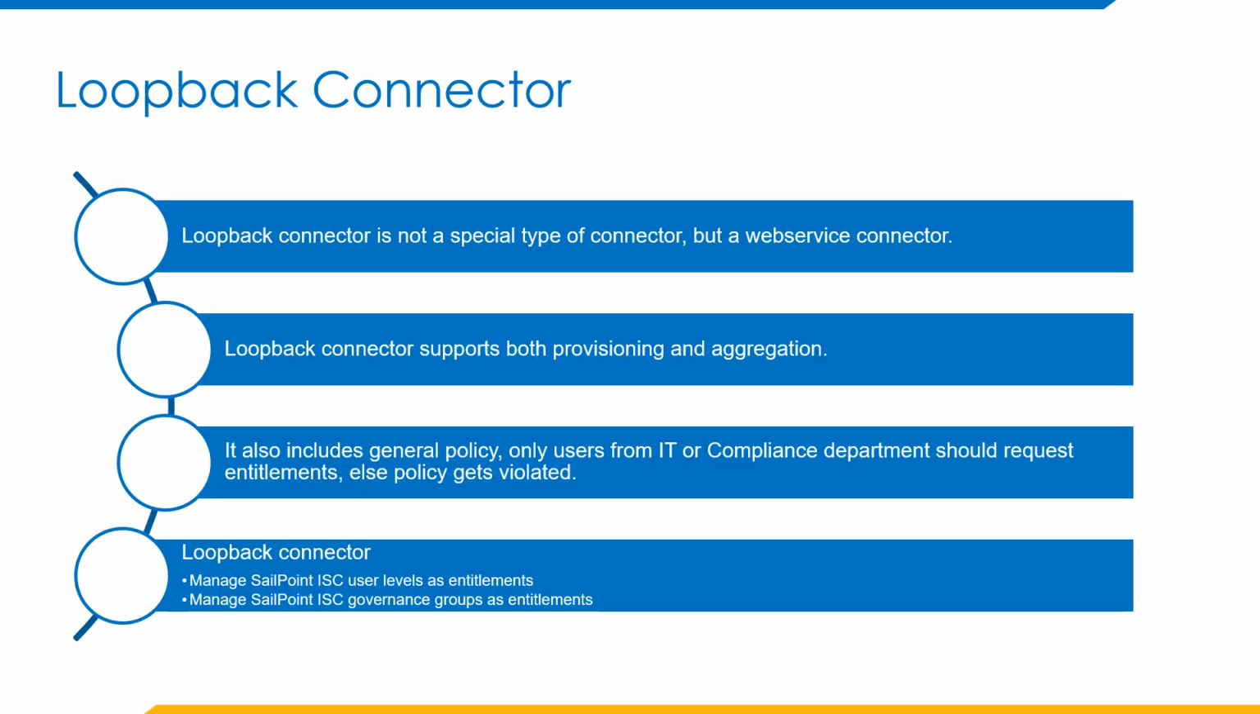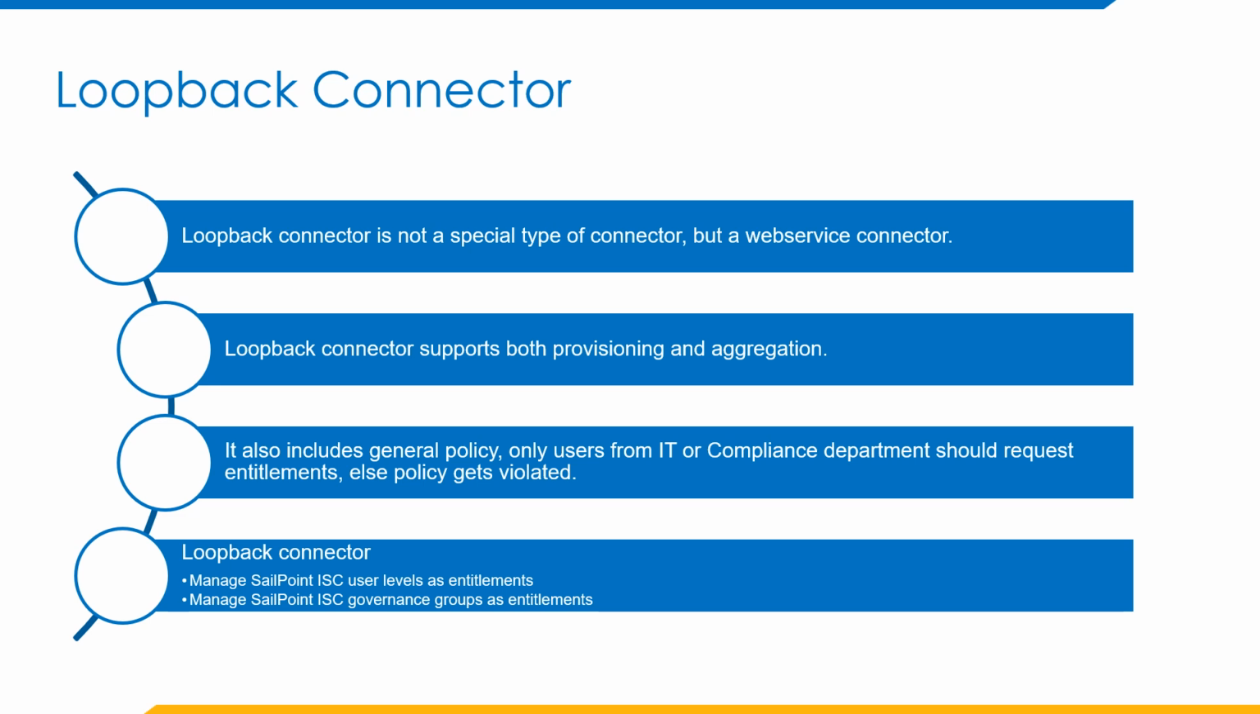Now let's understand the loopback connector. A loopback connector is not any special type of connector, but a general web service connector. The purpose of the loopback connector is to provide entitlement request based user level permissions and governance group membership. It addresses the problems that we have discussed before, as there's no manual assignment of user level permissions by admins. Entitlement request based assignment is done here. This loopback connector eliminates the need for an admin to get any desired or required user level permission within Identity Security Cloud. There's no need of an admin actually in loopback connectors.